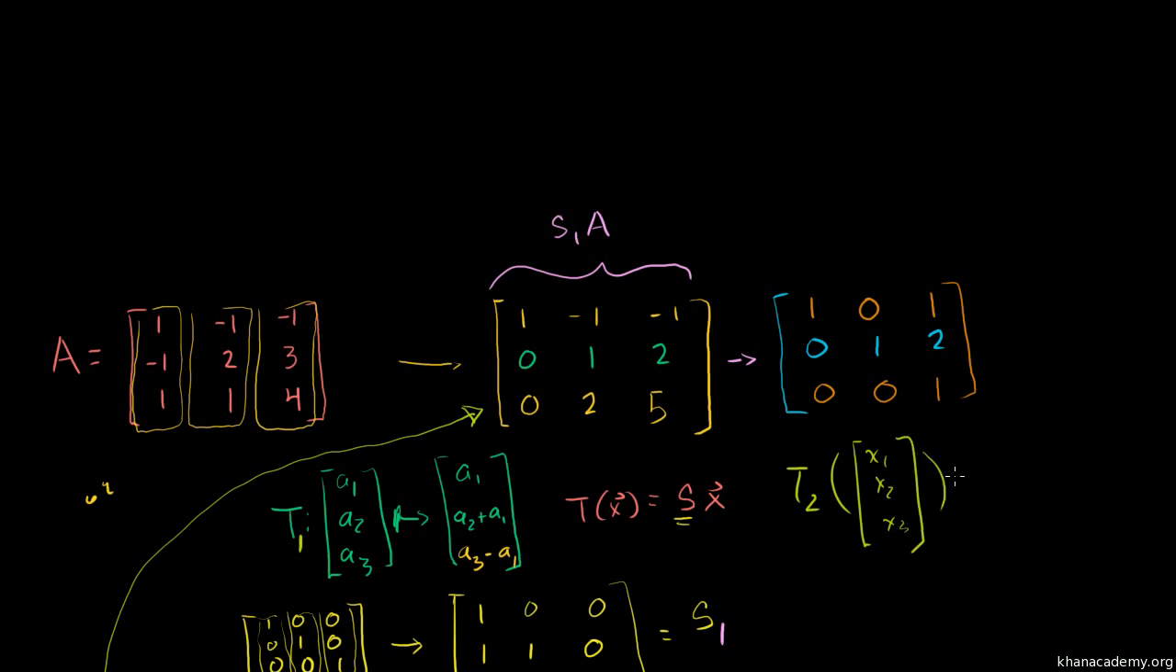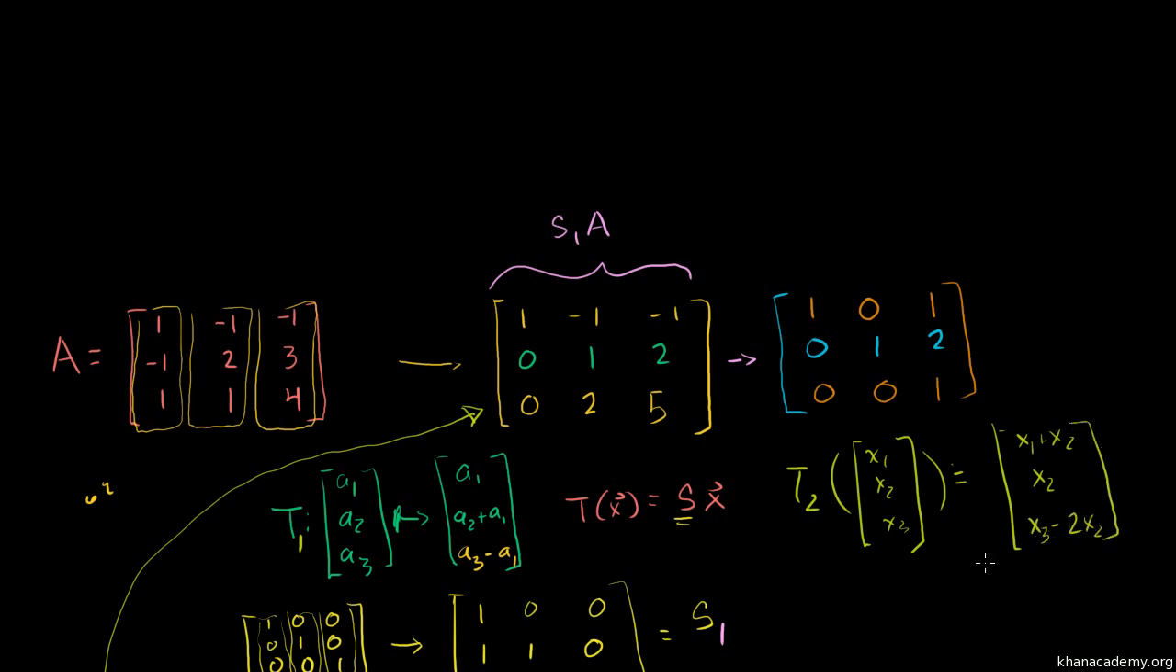What did I just do? What was the transformation that I just performed? My new vector, I made the top row equal to the top row plus the second row. So that's x1 plus x2. I kept the second row the same. And then the third row, I replaced it with the third row minus 2 times the second row.